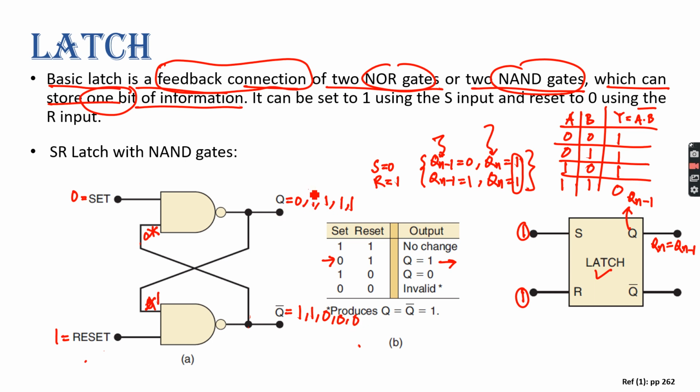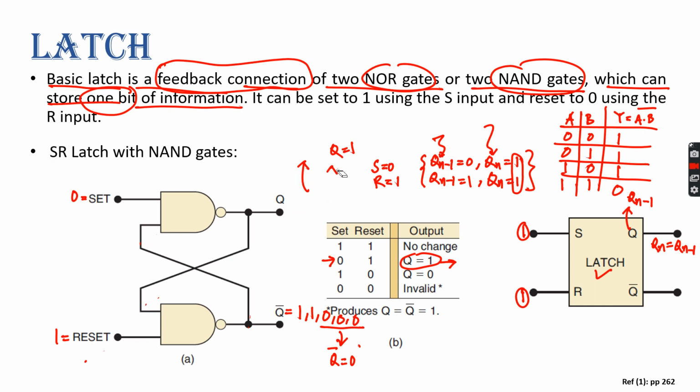So as you can see, my previous state was 0, and after the next couple of states, q bar settles to 0, and q settles to 1, which is this condition, right? Yes, sir. So what will happen if I take the other combination?